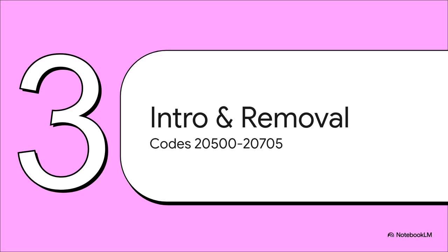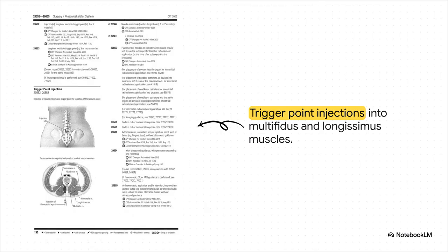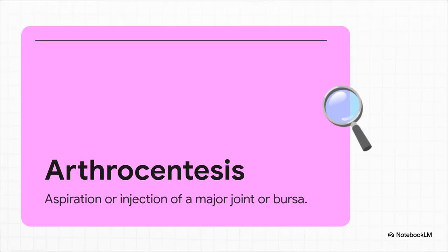Section 3. Introduction and removal, covering codes 20500 through 20705. Let's look at a common procedure here. This cross-section shows a surgeon inserting a needle directly into a muscle trigger point, specifically the multifidus and longissimus muscles in the back, to inject a therapeutic medicine. Trigger point injections are incredibly common for pain management. The codes for this, 20552 and 20553, depend purely on the number of muscles injected, not the number of actual needle pokes.